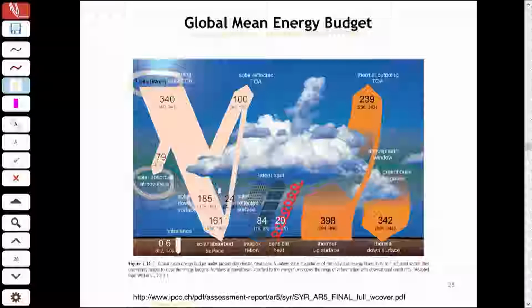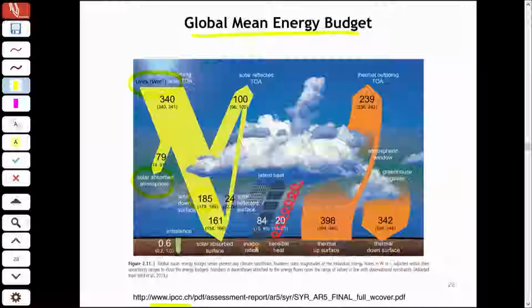It gets absorbed into the surface, it leads to evaporation from the land and the sea, and it also contributes to sensible heating of the atmosphere, and it maintains a certain temperature of the earth's surface. Because of its temperature the surface emits radiation to the extent of 398 watts per meter square, and this goes into the atmosphere, and a significant portion, 342, is emitted back to the earth's surface, and a net amount of 239 is what is lost into space.